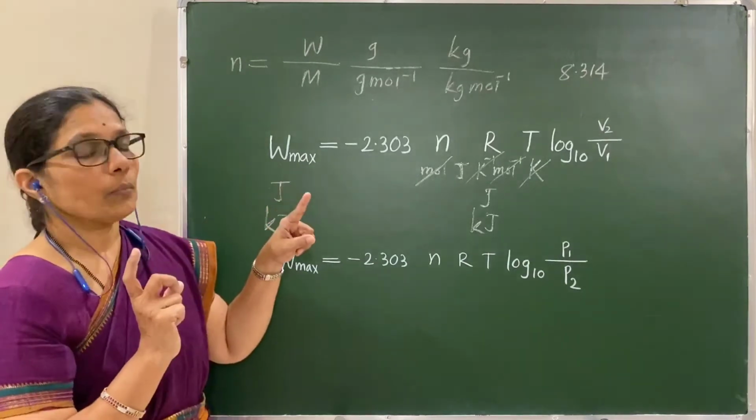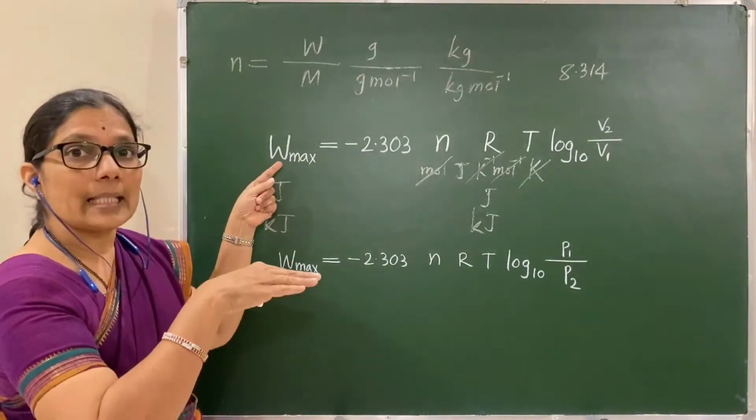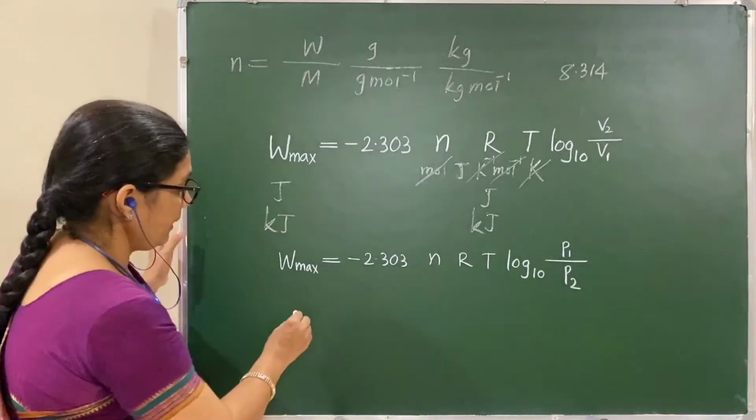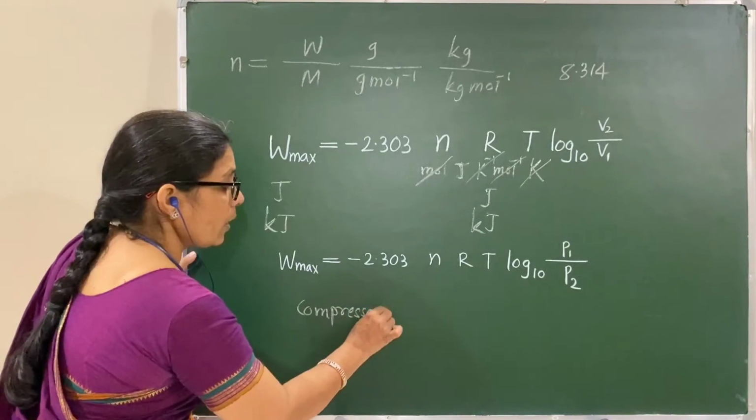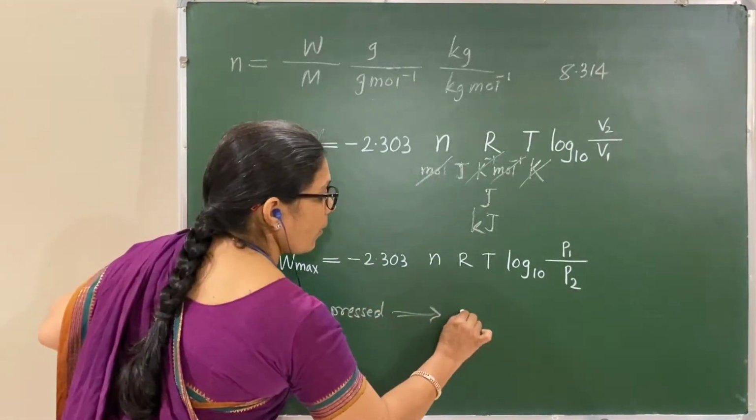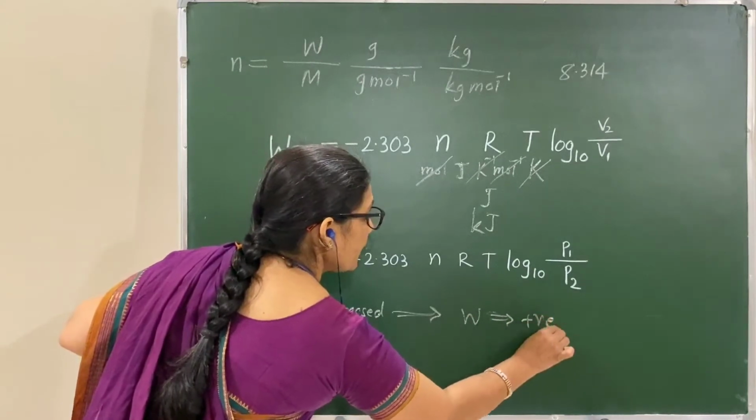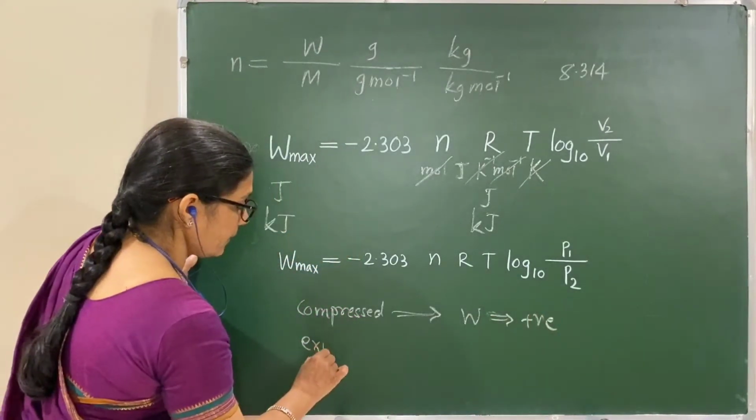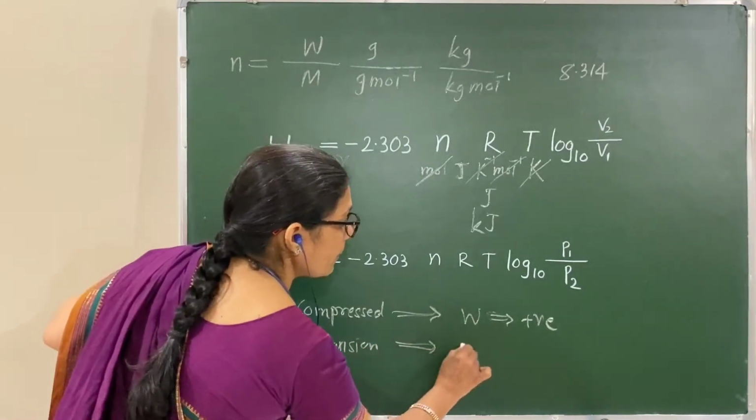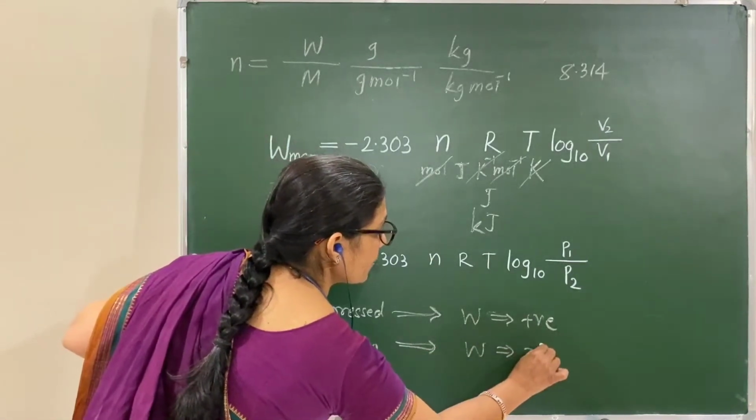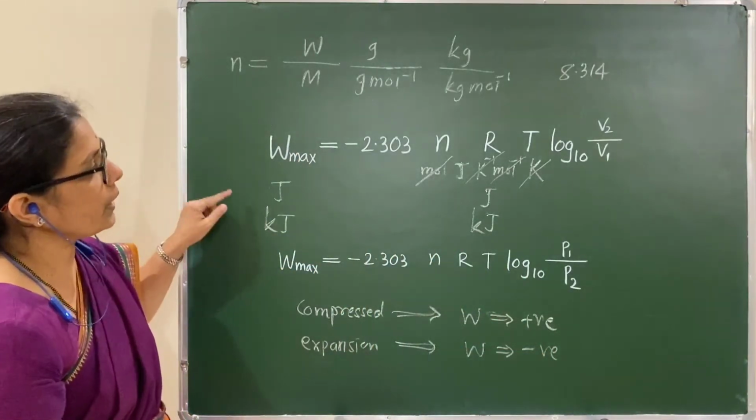Now remember one more thing. If the gas is compressed, then the work is positive. The sign of W is positive. And if expansion takes place, then W is negative. Remember, this is the same for PV type of work.